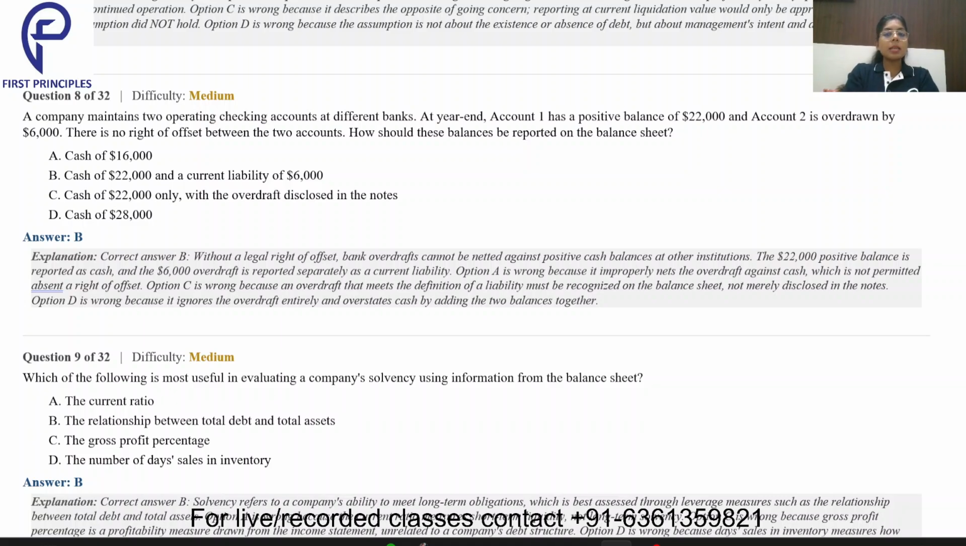The positive balance should be shown as cash of 22,000, and the one which is overdrawn should be shown as a current liability. So that is why it is straightforward. The correct option is answer B. Okay.